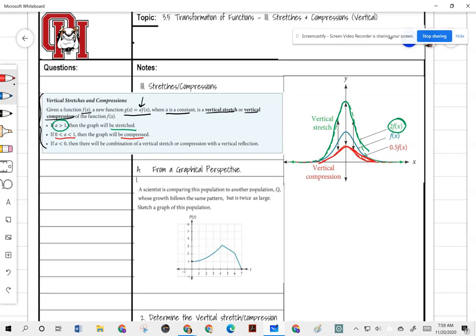And so the other thing to keep in mind is, if a is negative, then there's going to be a combination of either a vertical stretch or a compression with whatever the value of a is, but it's going to also contain a vertical reflection, right? So that's what happens when a is negative.